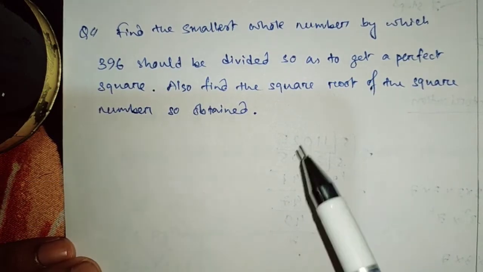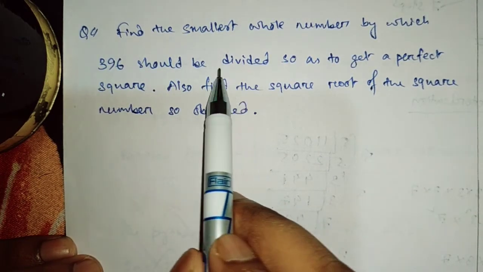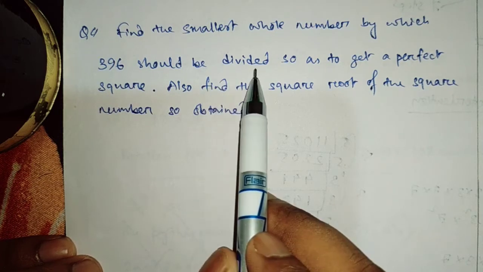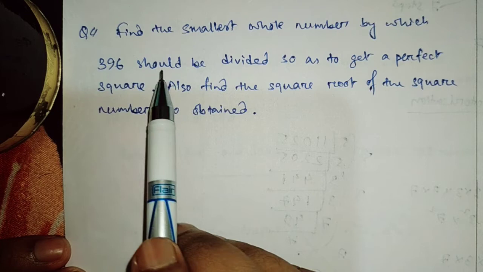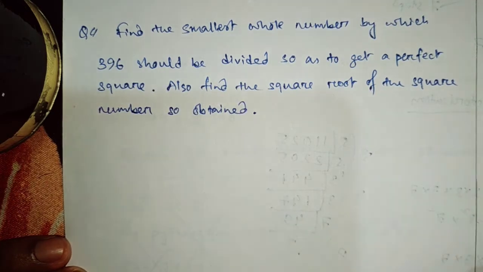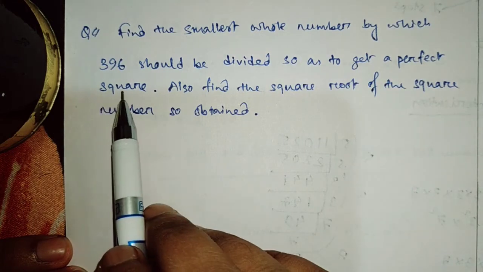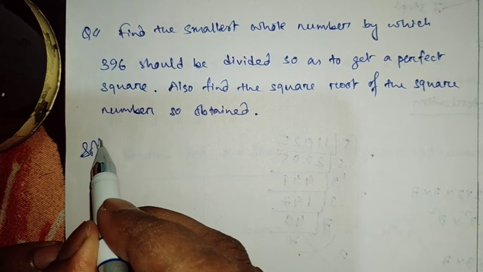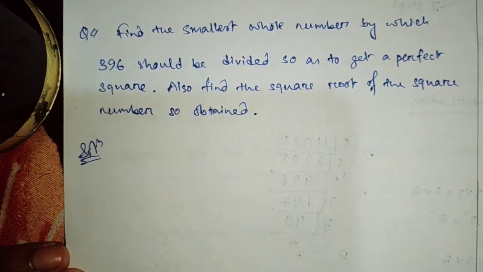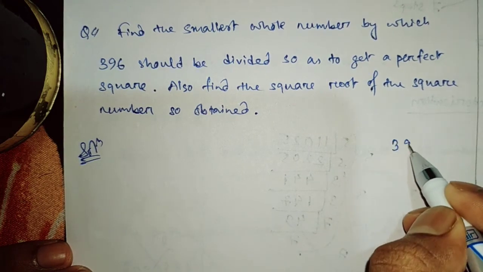Another question. This question is the same as the previous one, but here we have a case of division. Find the smallest whole number by which 396 should be divided. In the earlier case it was multiplied, now it is divided so as to get a perfect square. So what is our first step? Here we have to find the prime factors of 396, which we will do.